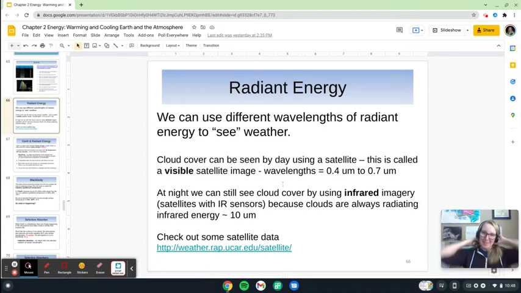There was one more slide I meant to add in that last video. So when we talk about satellite data, we can use different wavelengths of radiant energy to see weather, such as the cloud cover that we look at.